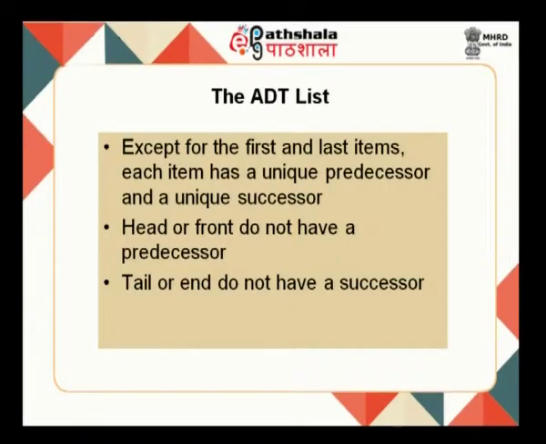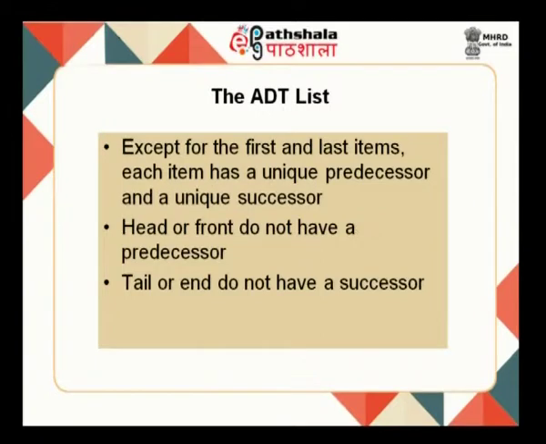Except for the first and last items, each item has a unique predecessor and a unique successor. That means there is a sequence associated. So, when I am standing in the middle of a list, there will be someone in front of me, a unique person, there will be someone behind me, again a unique person. Of course, the head or the front, both terms are used, the head or front of the list will not have a predecessor, and the tail, or end of the list, will not have a successor.